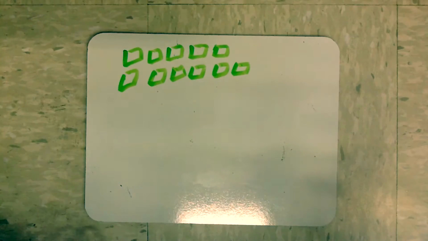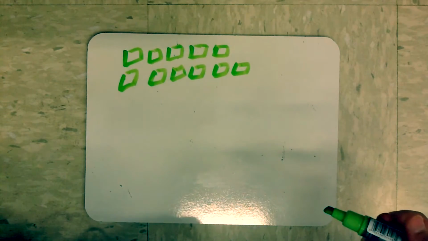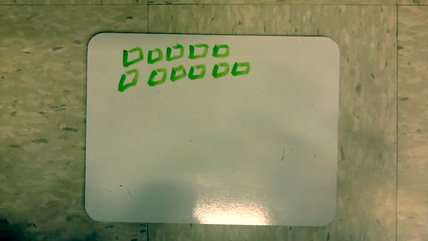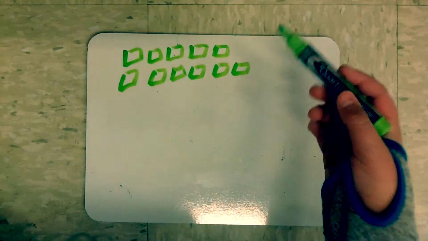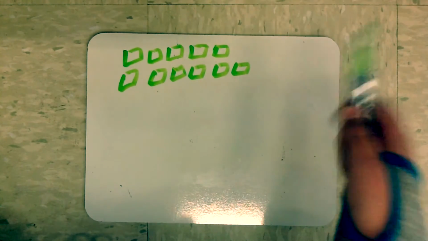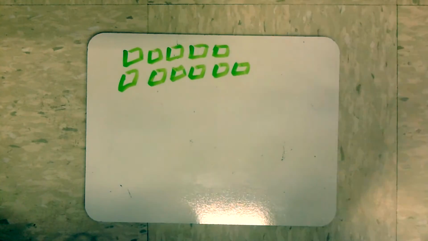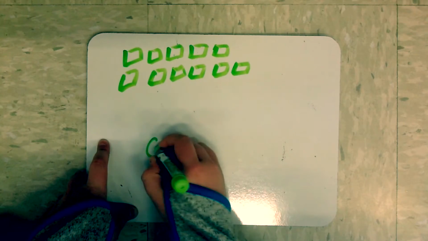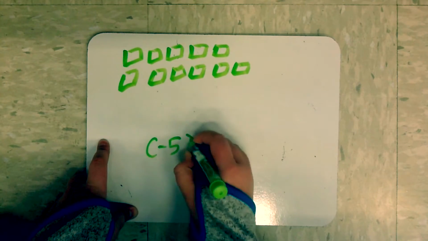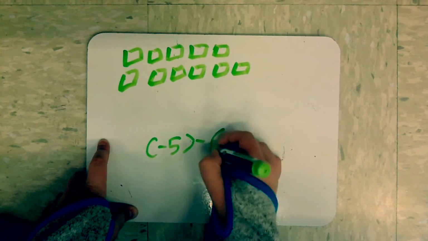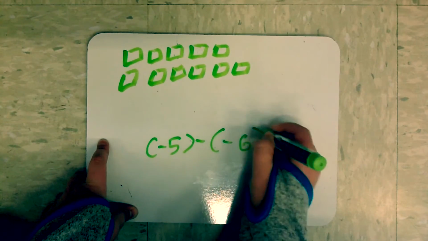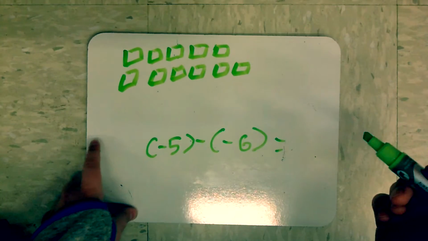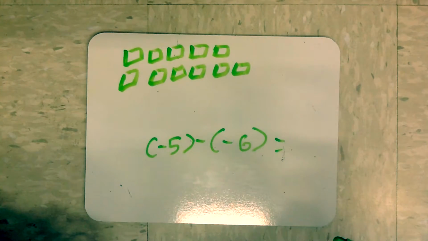Okay? Now, let's look for any zero pairs. If they're colored in, then that's positive, so a positive and a negative would equal a zero pair. Is there any zero pairs? No. So let's start with our equation. Negative 5 minus negative 6 equals. Now to find this out, we have to count the negatives.